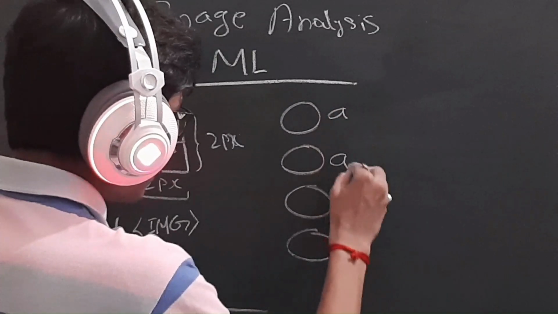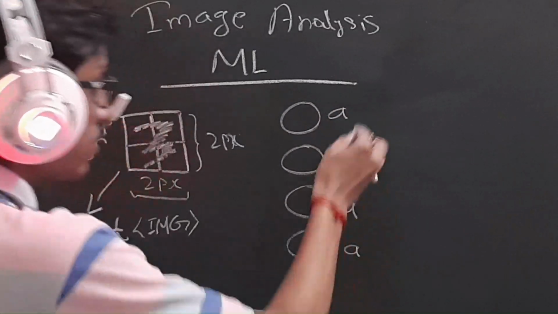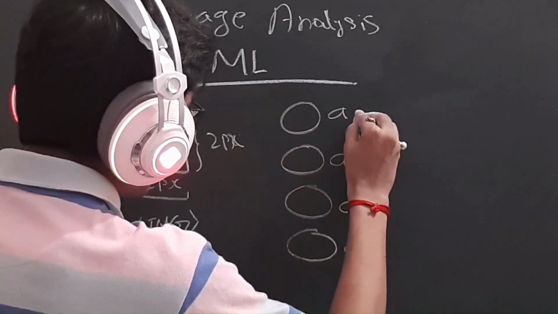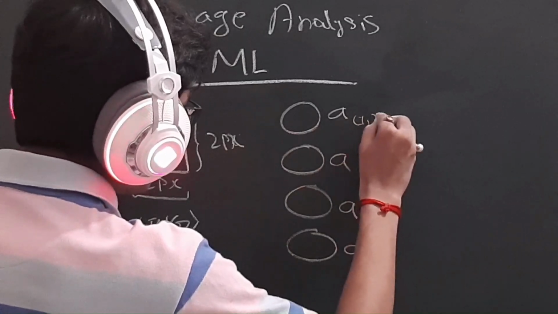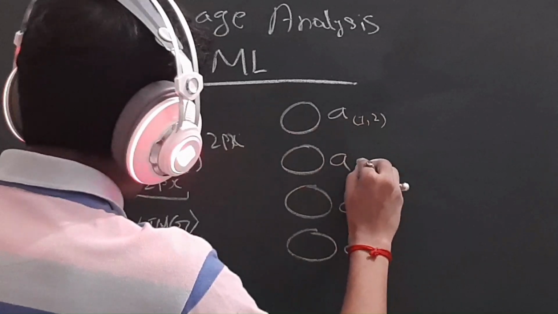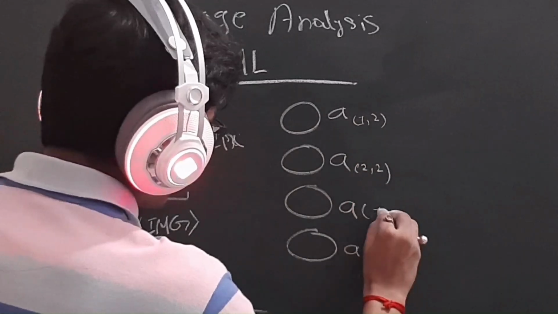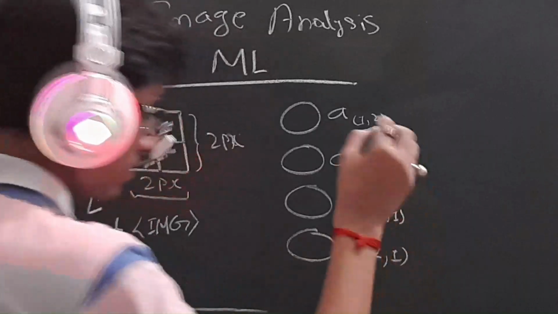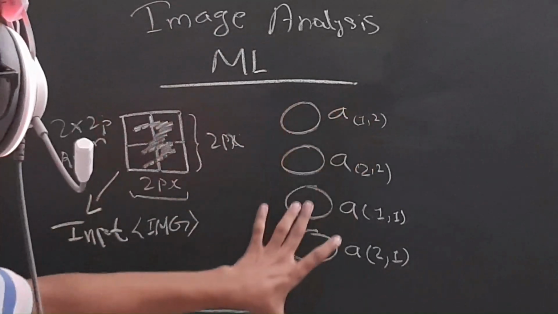They're named A first because, obviously, it's an input layer, so it is denoted by A with the pixel location. So A 1 comma 2, 2 comma 2, and this is 2 comma 1. So we have finally named our input layer cells.